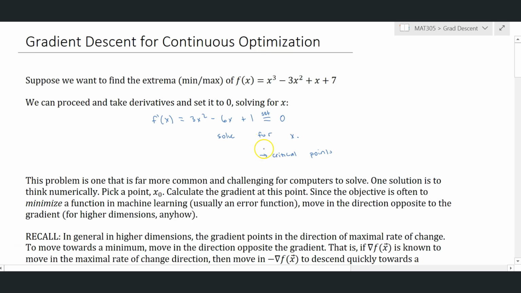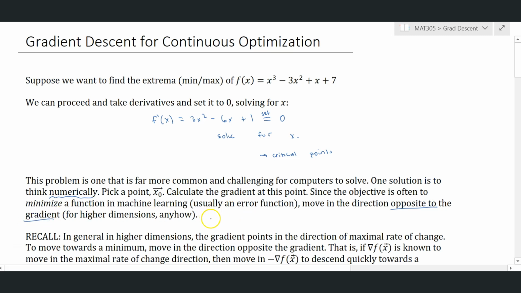So instead, what we do is we approach this numerically, meaning that rather than finding the critical points algebraically, we'll do this via an iterative process. So we pick some point, and I guess I should have made this into a vector. And then we need to calculate the gradient at this point. What we do know is the objective is typically going to be to minimize a function in machine learning. Usually it's going to be an error function, and we want to minimize the error in what we're doing with that machine learning algorithm. We want to move in the direction opposite to the gradient.